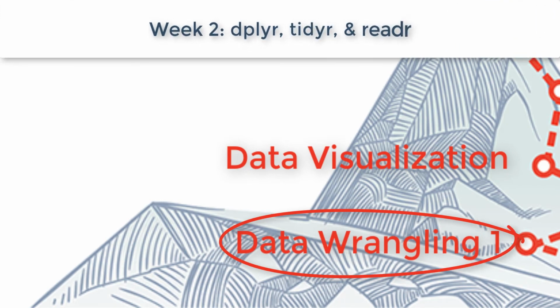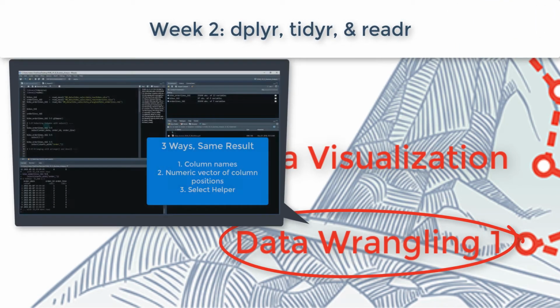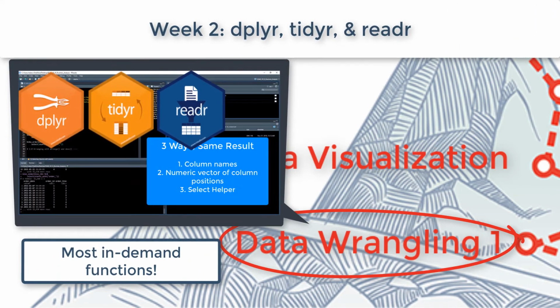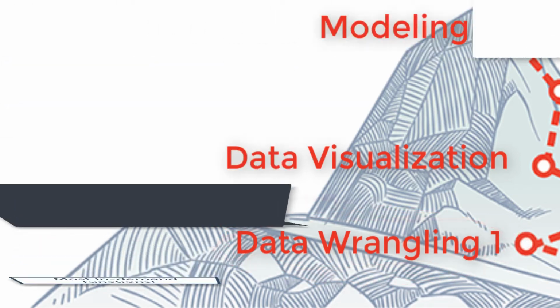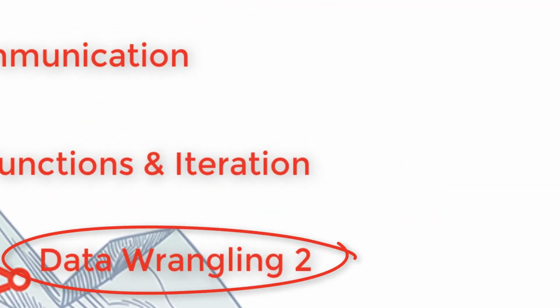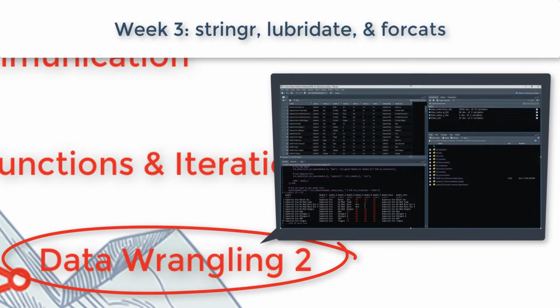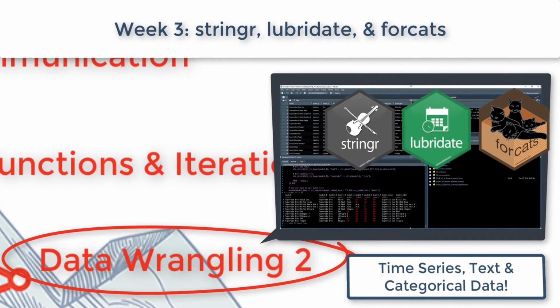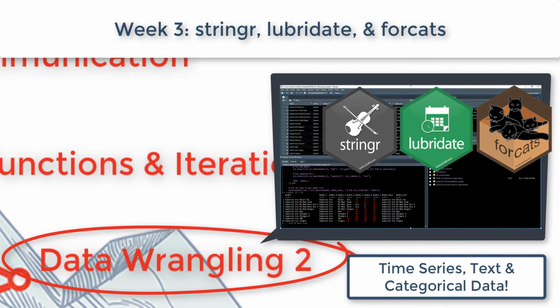Week two, you'll learn the foundations of data import and data wrangling with dplyr and tidyr. You learn the most in-demand functions that will accelerate your data science skills. In week three, you learn how to perform common business analysis activities, like working with time series data, structured text data, and categorical data. You'll learn three critical packages: stringr for working with text, lubridate for working with dates and times, and forcats for working with categorical data.